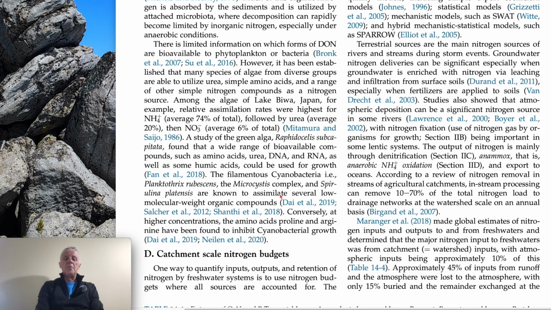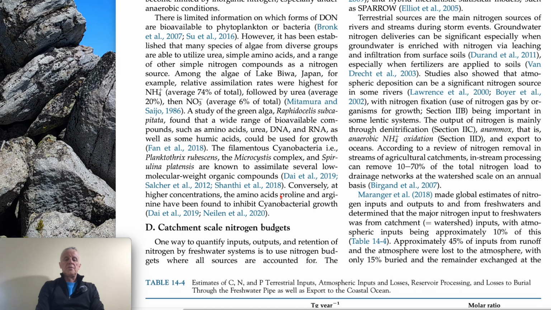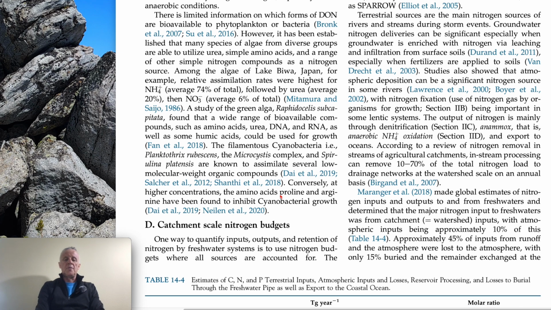Terrestrial sources are the main nitrogen sources of rivers and streams during storm events. Groundwater nitrogen deliveries can be significant, especially when groundwater is enriched with nitrogen via leaching and infiltration from surface soils, especially when fertilizers are applied to soils. Studies also showed that atmospheric deposition can be a significant nitrogen source in some rivers, with nitrogen fixation, use of nitrogen gas by organisms for growth, section 3b, being important in some lentic systems.